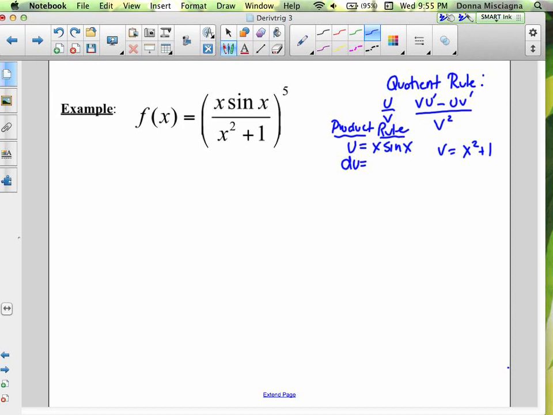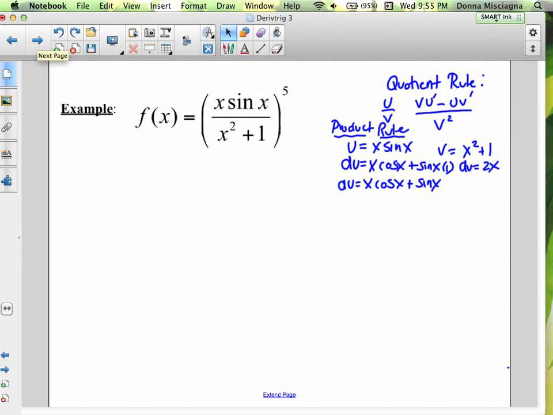It's x times the derivative of the second, that's cosine x, plus the second, which is sine x, times the derivative of the first, which is just 1. So the derivative here really isn't too bad for a product rule. So du here is x cosine x plus sine x, because I don't need that 1. The derivative dv here is really simple because it's just 2x. That's the nice part.